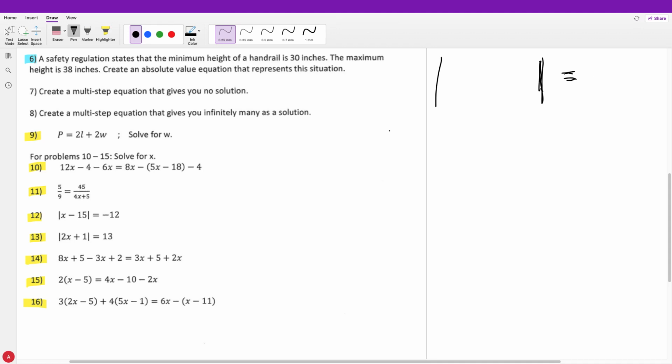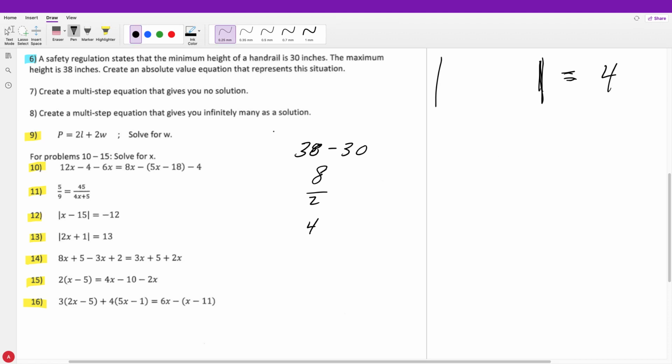And the way that we can do this is we can first take the difference between the maximum and minimum height. So 38 minus 30 is going to give me 8. And then we can take the average because we have 2 of them, so we can divide it by 2. And this tells me what the average distance is between these, and that's what we can set it equal to with our absolute value.